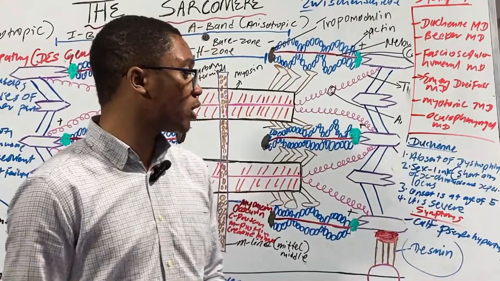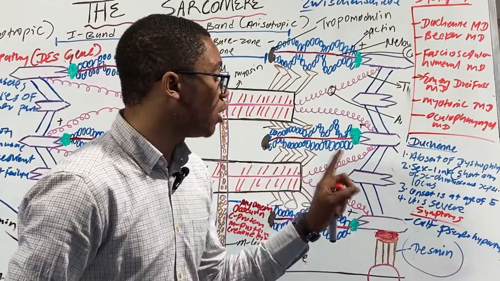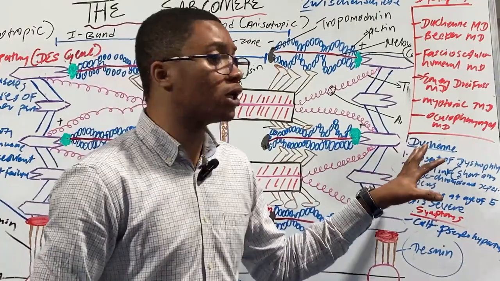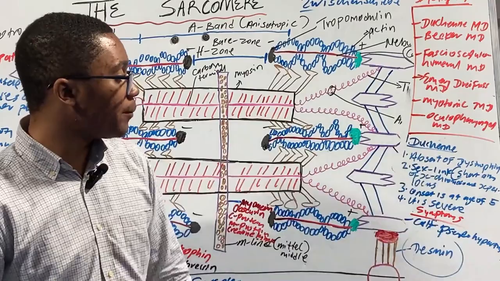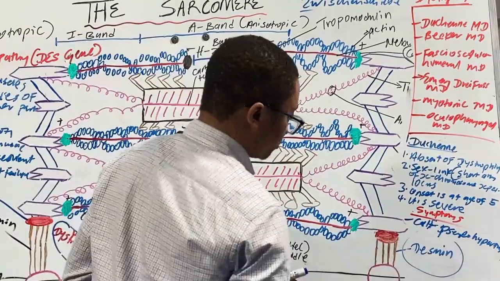So this is Duchenne muscular dystrophy. Most patients with Duchenne muscular dystrophy cannot live to the age of 20 to 25, so they cannot have a normal life, because of the absence of dystrophin, a cytoskeletal protein. This calf pseudohypertrophy is seen in patients with Duchenne.